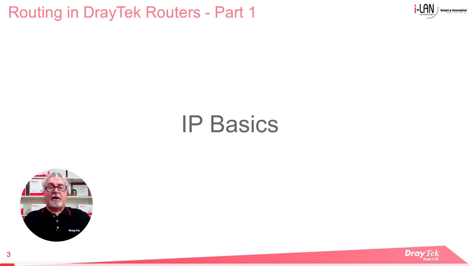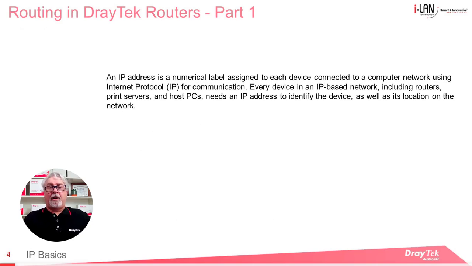Okay, let's start with IP basics. An IP address is a numerical label assigned to each device connected to a computer network using Internet Protocol, or IP, for communication. Every device in an IP-based network, including routers, print servers, and host PCs, needs an IP address to identify it, as well as its location on the network.